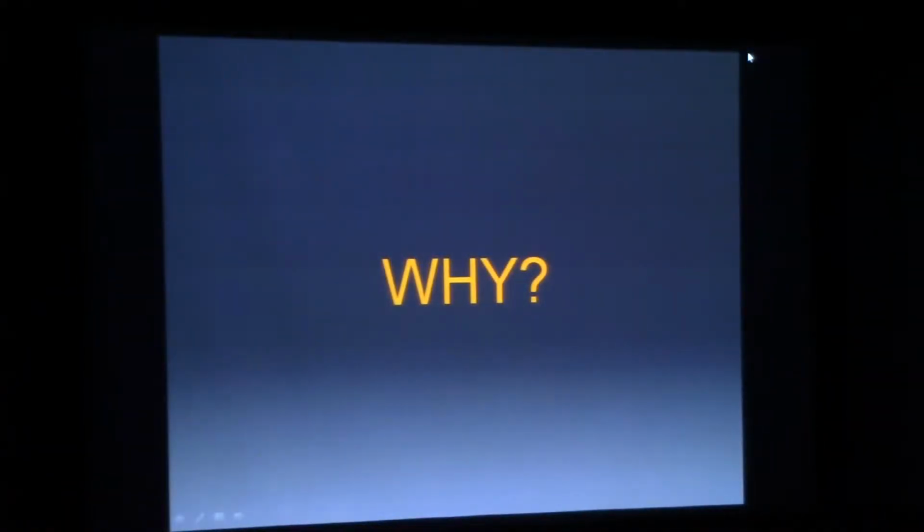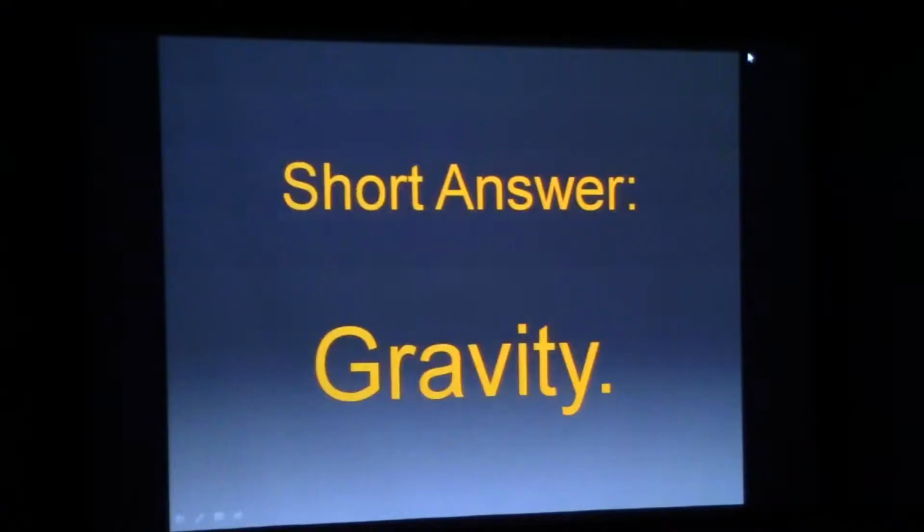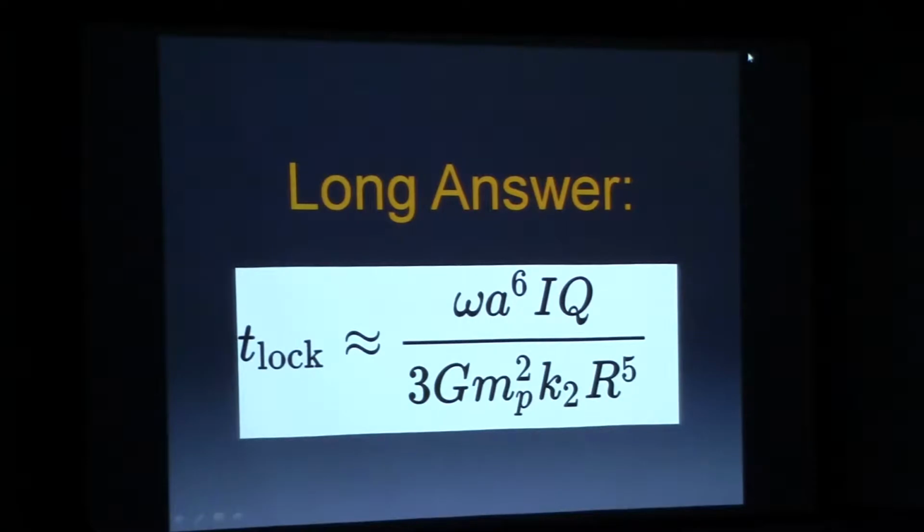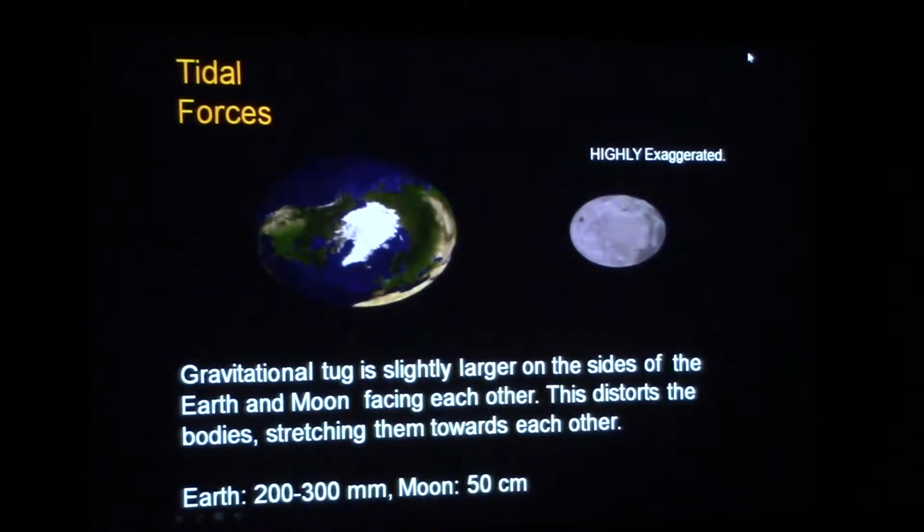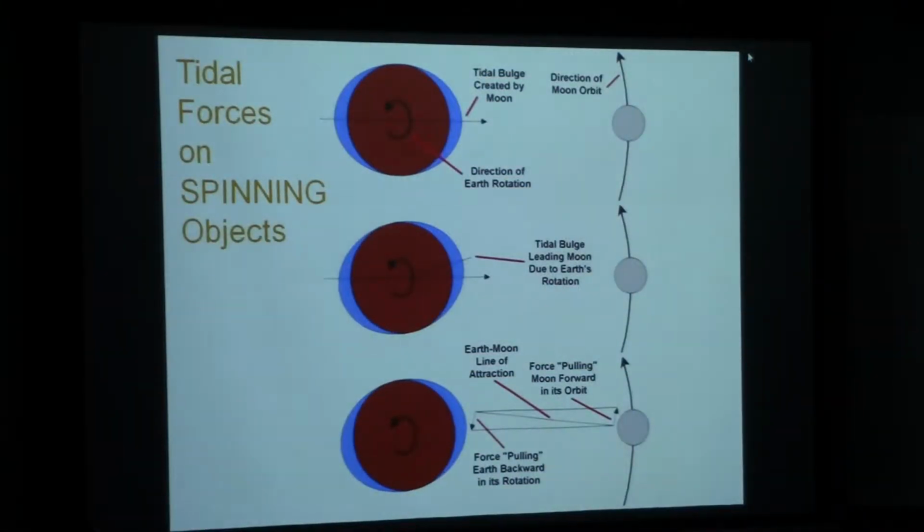So why does it do this? Why do we only see one face of the moon? Well, the short answer is fun with gravity. The long answer is something I won't be going over today. So, any two bodies orbiting each other like the Earth and the Moon, the gravitational attraction will cause them to, this is highly exaggerated, bow towards each other like this. The gravitational tug on the opposite sides of each one is going to be a little less than the sides facing each other. And now we've got the added complication that these bodies are rotating.